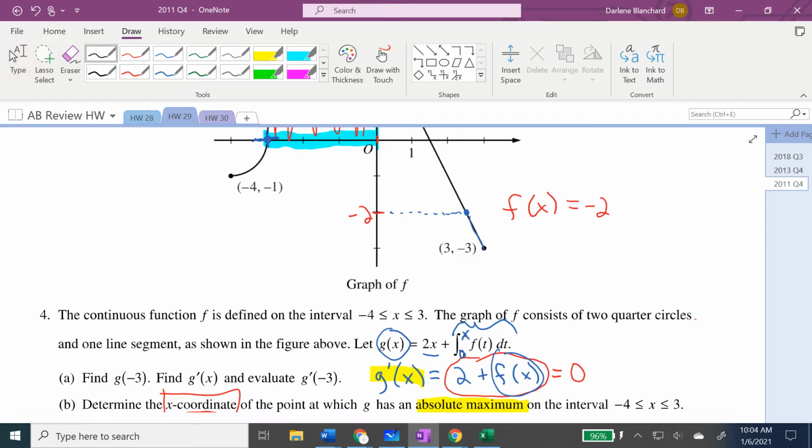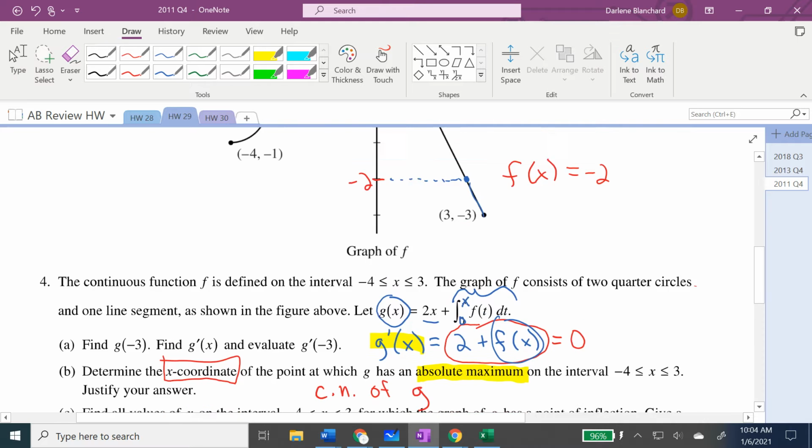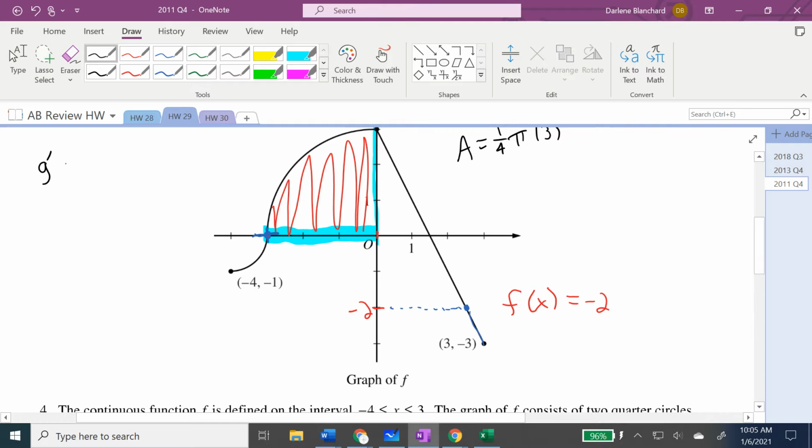With one critical number, I can say that g prime, let me make sure I'm naming the right function, yes, g prime is positive over the interval. What can't happen on an endpoint? Absolute max can happen on an endpoint. But with this, when you look at it, because the slope is first positive and then it is negative, the absolute maximum has to be at the critical number.